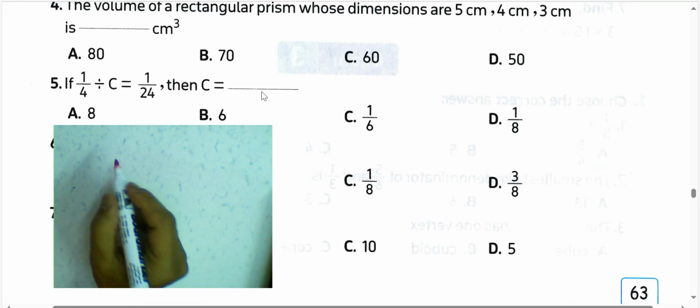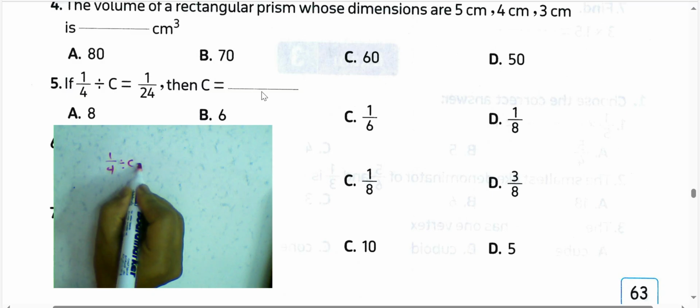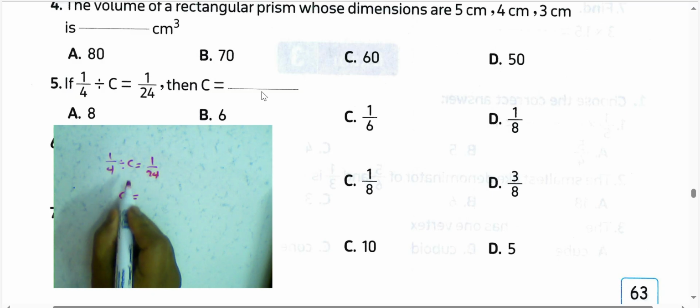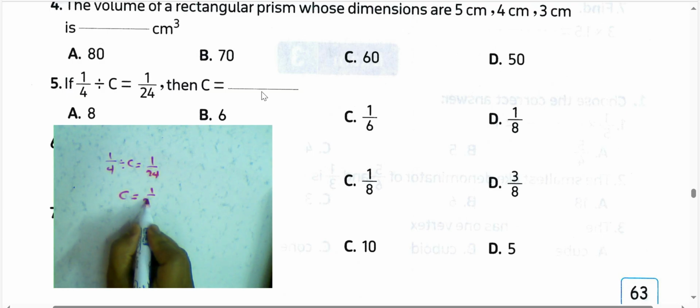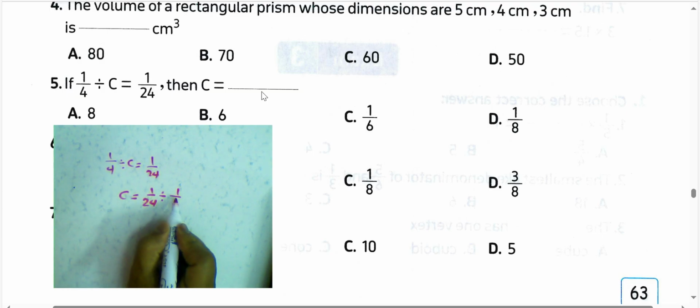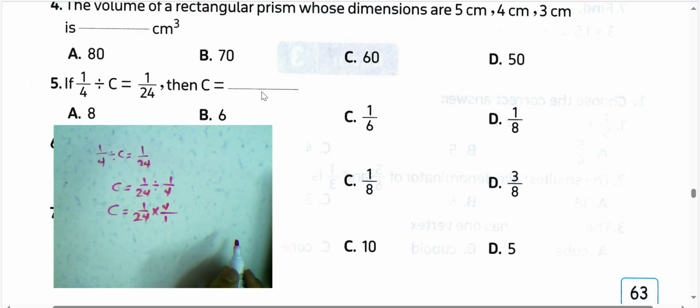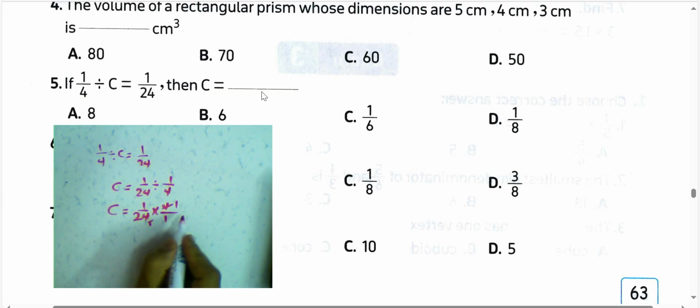Next question. Four divided by C equal 1 over 24. We can find the C. Here is the divisor. Divisor equals the dividend divided by the quotient. Then C will be equal 1 over 24 product reciprocal of four will be 4 over 1. And then we can simplify 4 divided by 4 is 1, 24 divided by 4 equals 6. So the result will be 1 over 6.